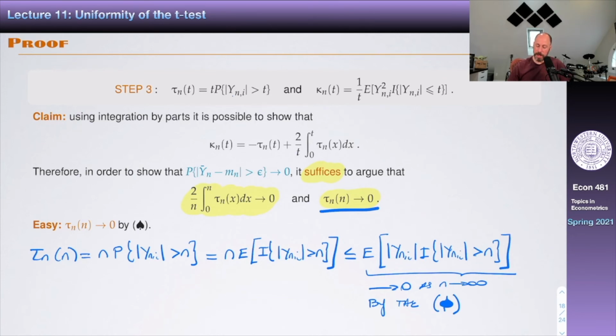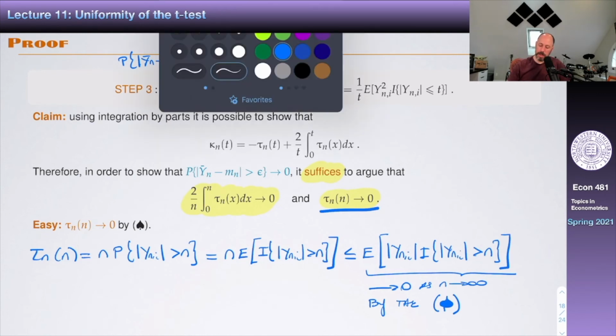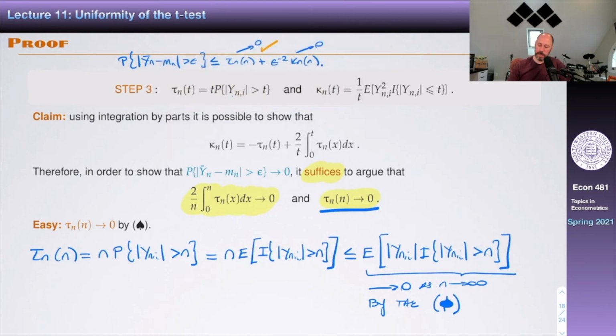So then, remember what we proved before is that the probability of y bar n minus m greater than epsilon was less than or equal to tau n n plus epsilon negative square kappa n. So we want to show this goes to 0, this goes to 0. This we already did. And this one has two parts. The first part is already done. So all that remains is this integral, okay, going to 0.